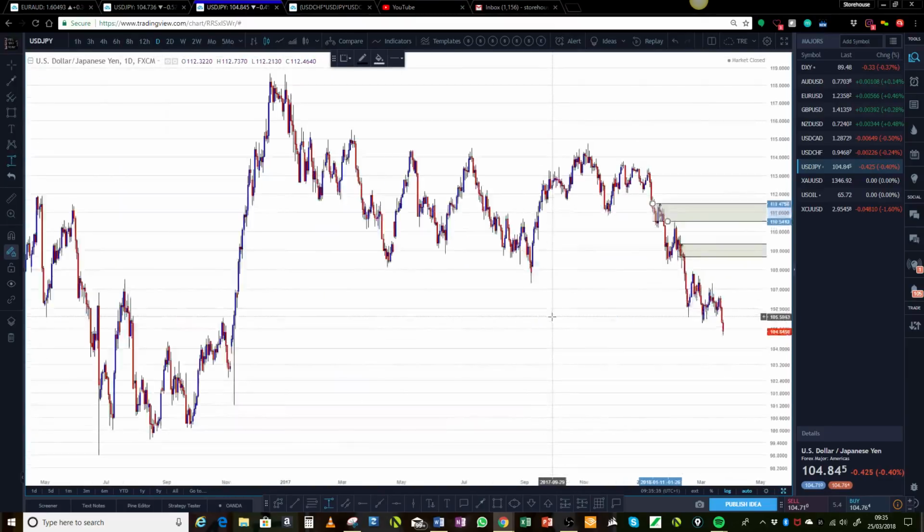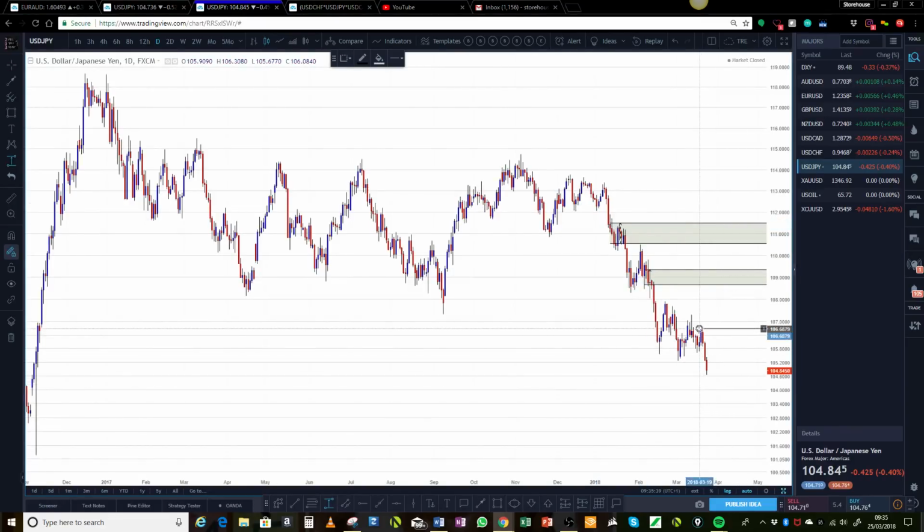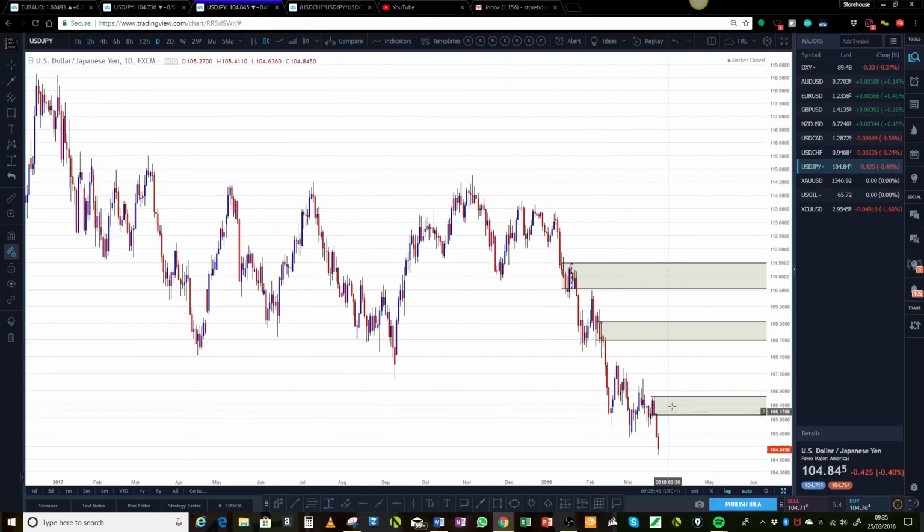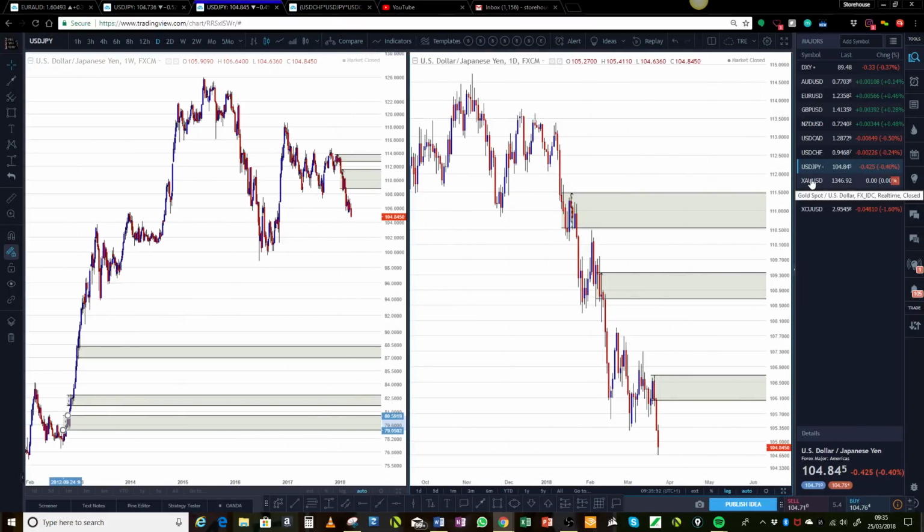So we have supply above us, no quality demand below. I mean, you could even use that because the demand is so far away. You could look at that supply as well, and consider that because that's where the big move out has come from. So the US dollar looking really weak against the yen.